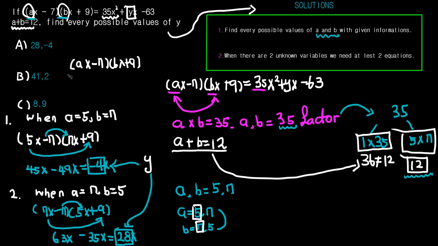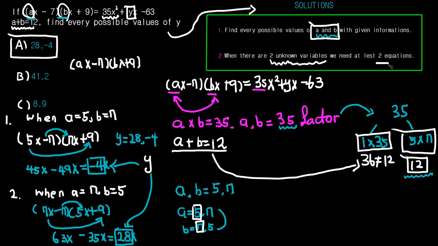So we can say that y is equal to 28 and -4. If you look at our choices, we can say that A is our answer for this question. In the next video, I want to talk about the same expression, same question, but another way to approach it. And this was the first way. All you have to remember is that we need to find the values of a and b first, and that if there are two unknown variables, we need to have at least two equations.